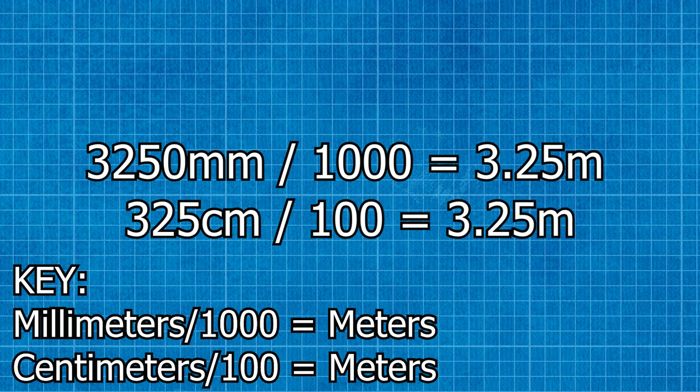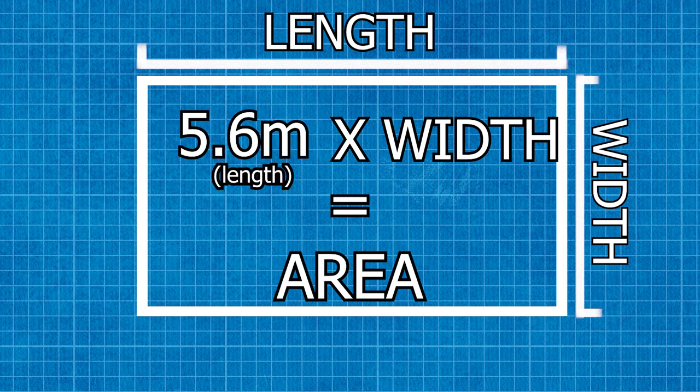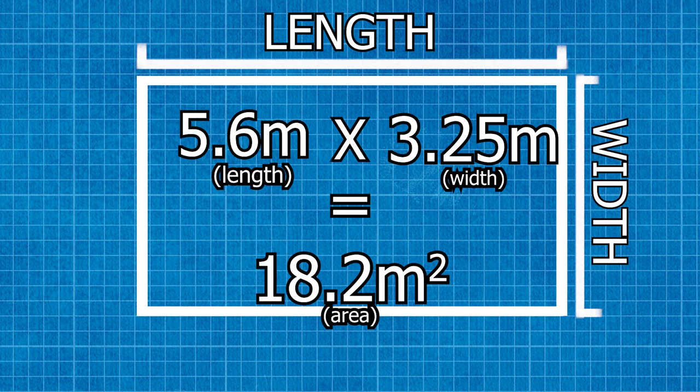Once you've made sure both your length and your width are in meters, we then simply multiply the two together like so. If our room is 5.6 meters by 3.25 meters, it means our room is 18.2 meters squared. And that's it.